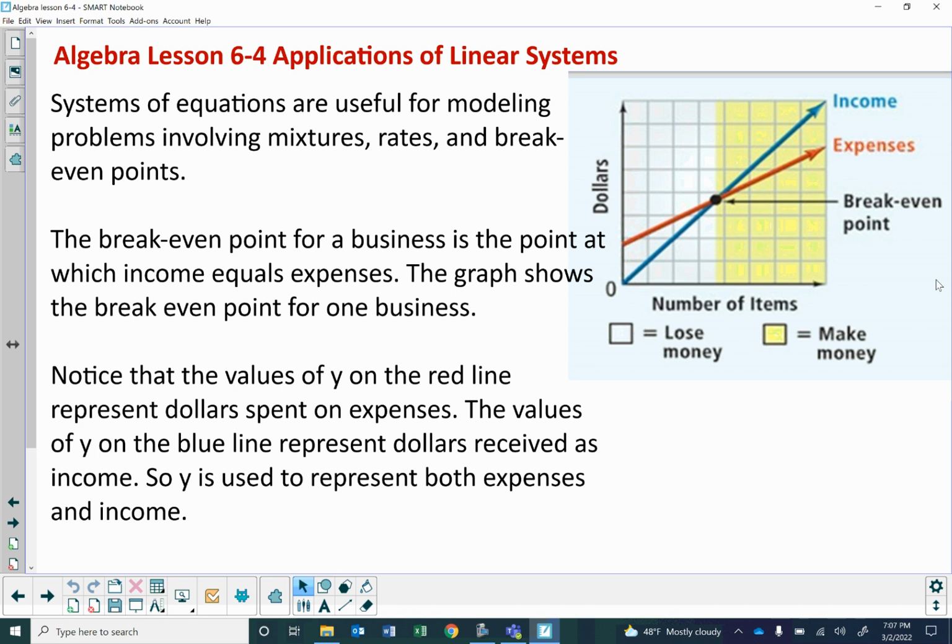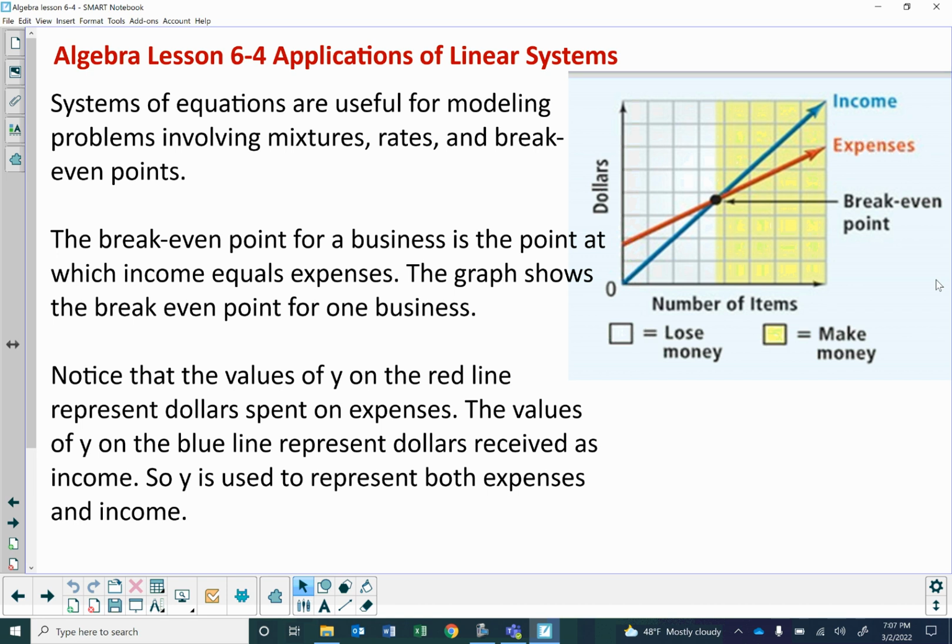Before that break-even point, where you see the light white color of the graph, you're losing money. You're spending more money than you are bringing in. Where you see the yellow highlighted portion of the graph, that's where you're making money, which means you are bringing in more money than you spent in your expenses. Okay. So you use y to represent both expense equations and income equations.